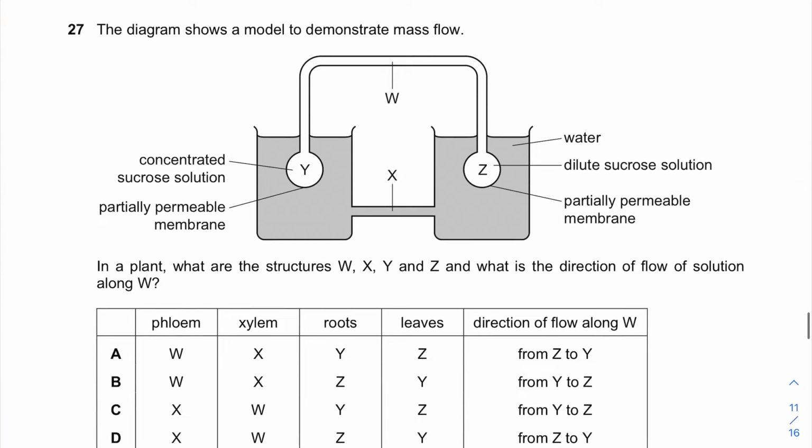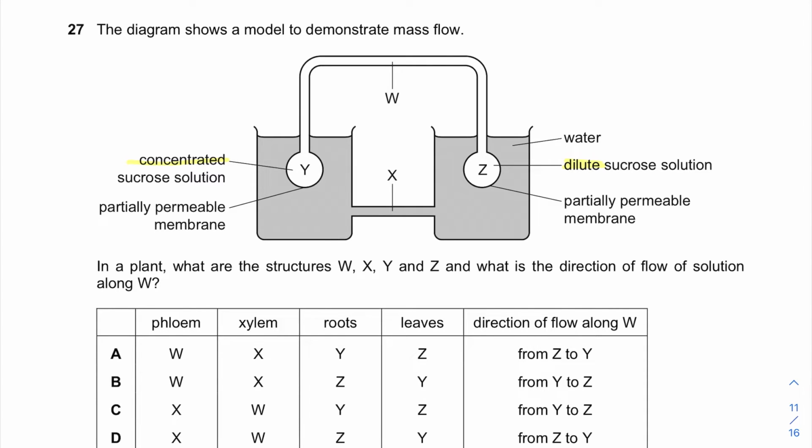Okay, question 27. The diagram shows a model to demonstrate mass flow. So we have the partially permeable membrane here, with concentrated sucrose solution within that membrane. We have water around, and we have the dilute sucrose solution. So we have dilute, concentrated, and we are going to see how water moves. So in a plant, what are the structures W, X, Y, and Z? And what is the direction of flow of solution along W?